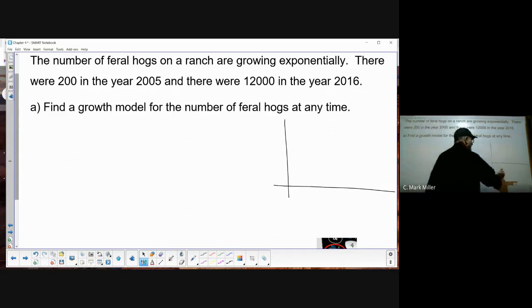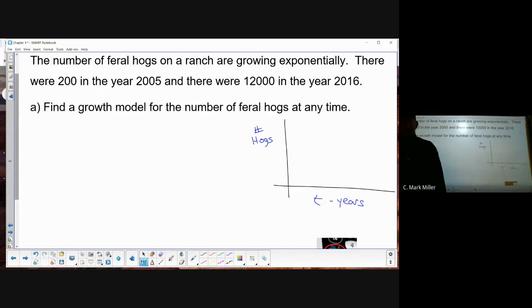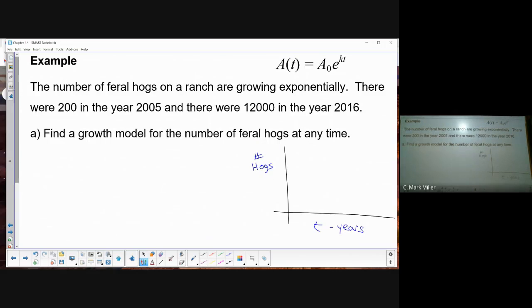This is time in years. And this right here is the number of hogs. There were 200 in the year 2005.